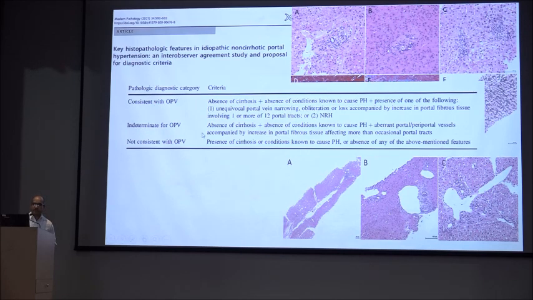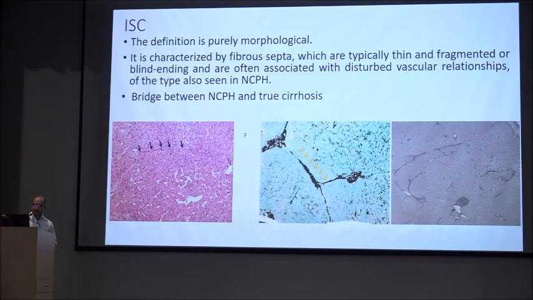Indeterminate for OPV, or suggestive or indicative of OPV, is when, along with absence of cirrhosis and absence of conditions known to cause portal hypertension, there are aberrant portal or periportal vessels accompanied by an increase in portal fibrosis. So this is to give some objectivity in the case of OPV.